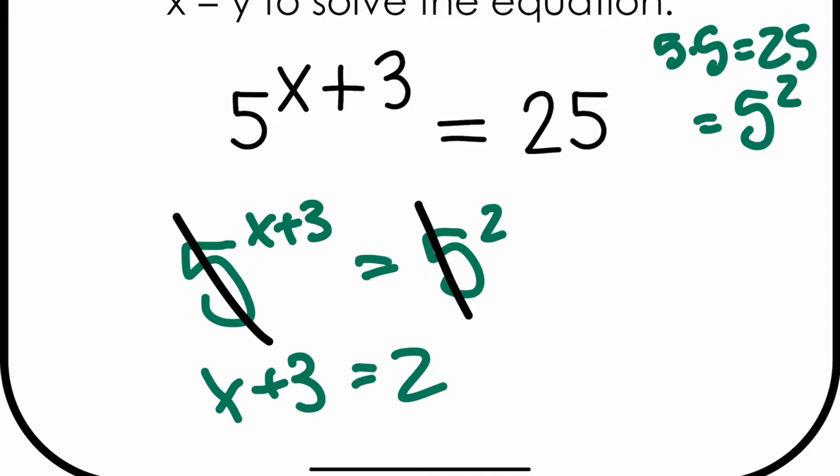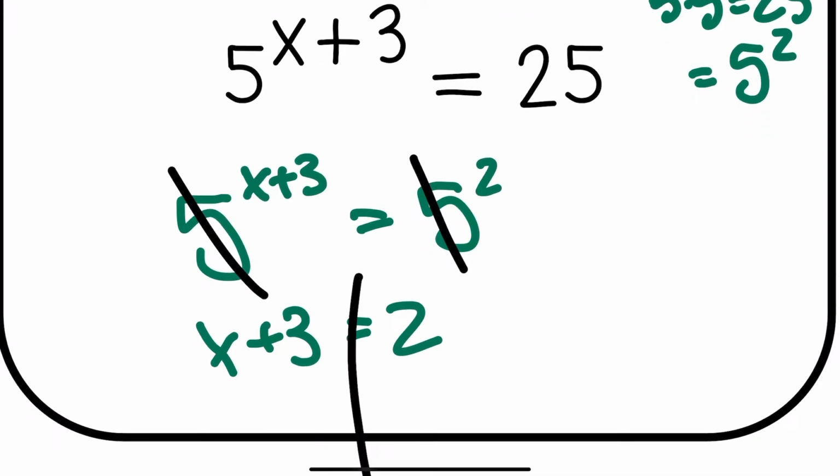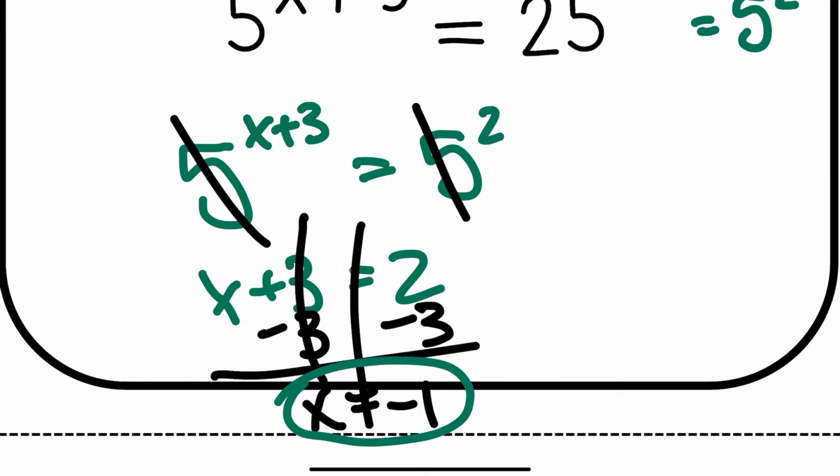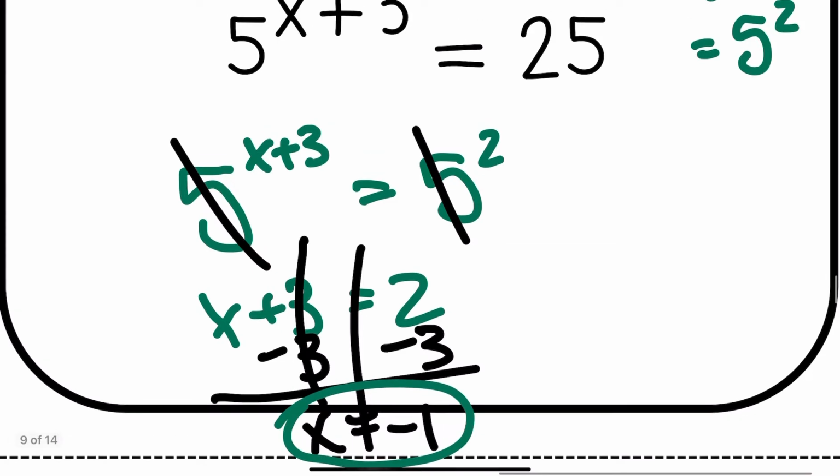Okay, now from here, all we got to do is solve. Just like we usually do, we've done this a bunch of times. We want to get x by itself. So my 3 is in the way here. It's a plus 3, so I want to do the opposite and subtract 3 from both sides. When that happens, these go away. They get canceled out. So we have x equals 2 minus 3. That's going to be a negative 1. And that would be my answer, is x equals negative 1.